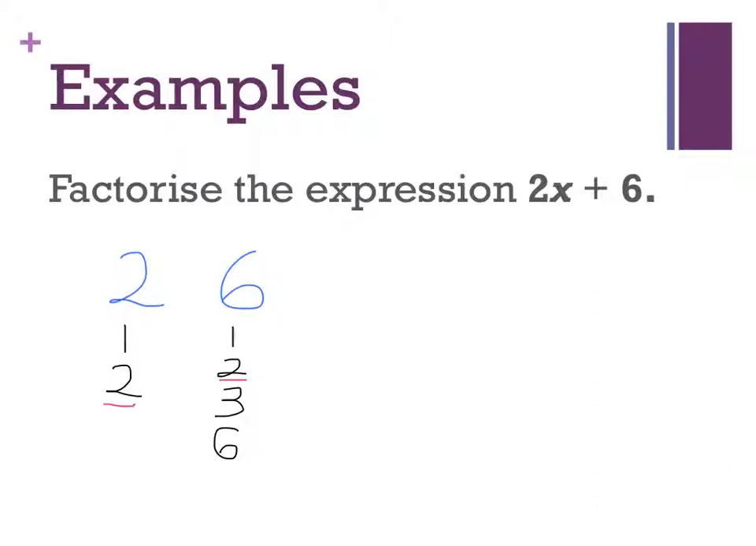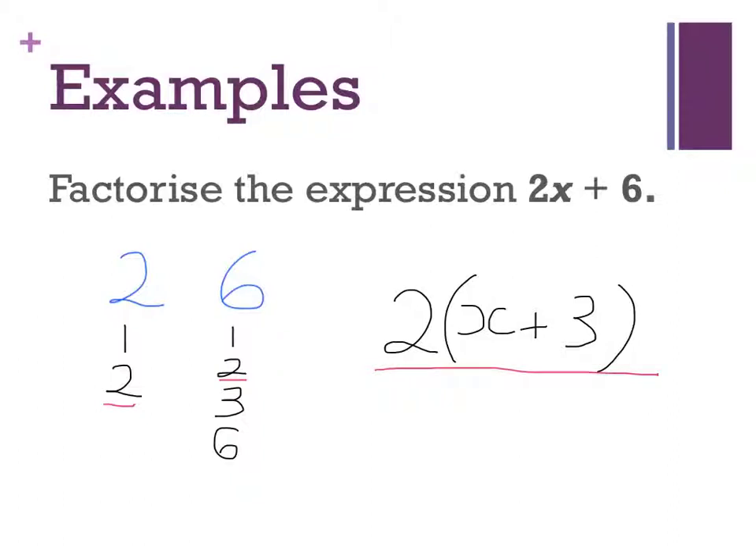Now, what do I do with this? I write my highest common factor on the outside of the brackets, and then I put some brackets in and I leave a gap. Now, 2 multiplied by what would get me 2x? 2 multiplied by x would give me 2x. Now, 2 multiplied by what would get me 6? Okay, I've worked it out. 2 multiplied by 3. So 2x plus 6, if I factorise it or put it back into brackets, becomes 2 times the bracket x plus 3.